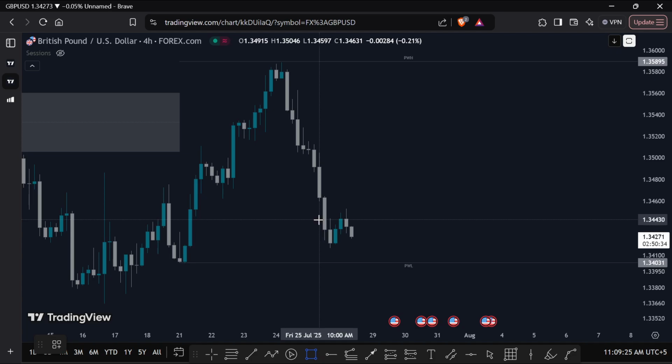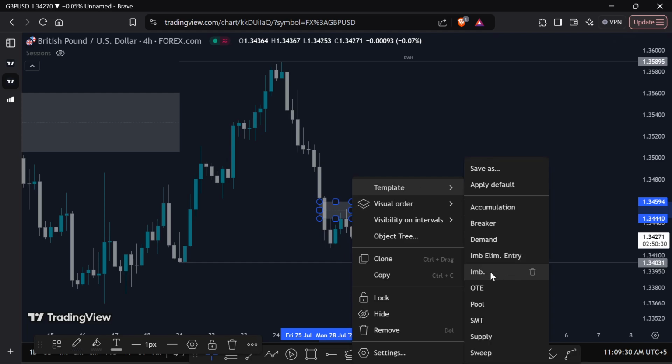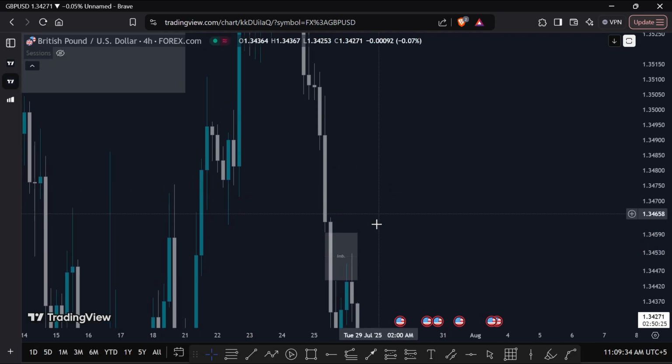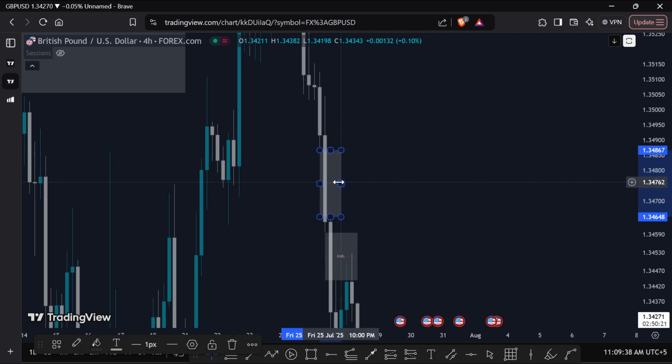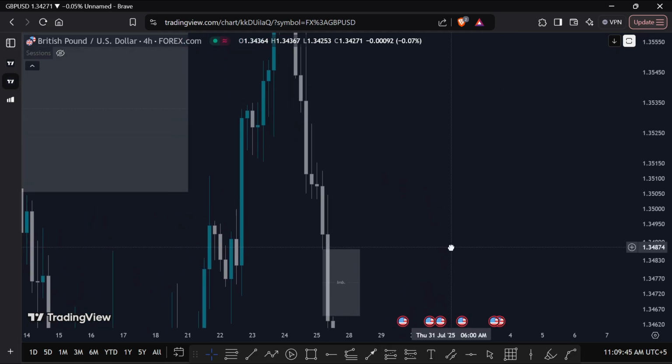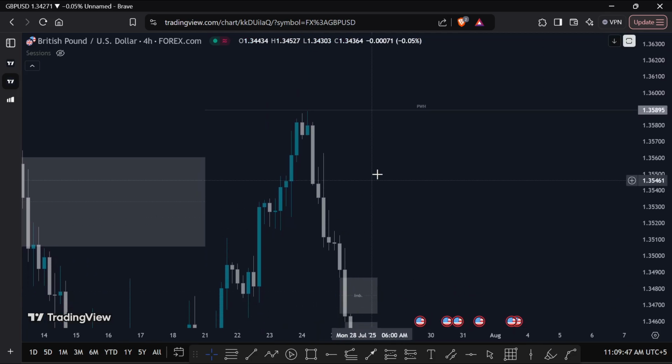But on the 4 hour, we can see this 4 hour imbalance getting filled. It's a really nice thing, 4 hour imbalance getting filled. And we also have another 4 hour imbalance over here, just above that imbalance, this one. Alright, so these are our 4 hour imbalances. We also have 1 or 2 more imbalances.